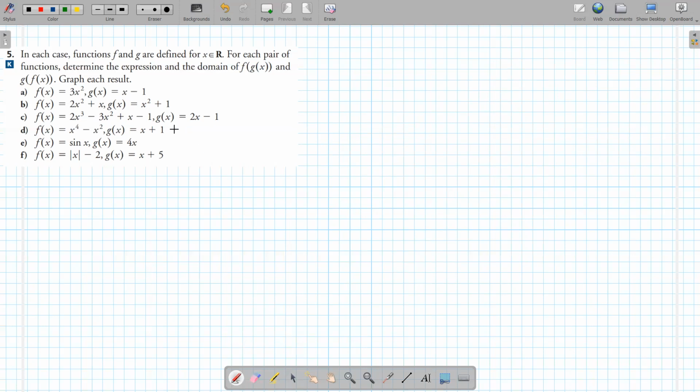Let's do one with a higher power, maybe this one. We're first going to find f of g of x. We know g of x is x plus 1. So for this expression, what's f of x plus 1? Again, you just want to replace it. Look at this, I'll show you like 10 of these right now.